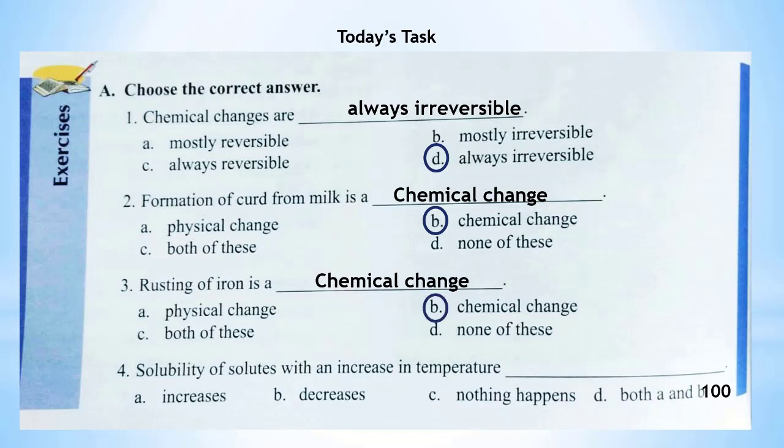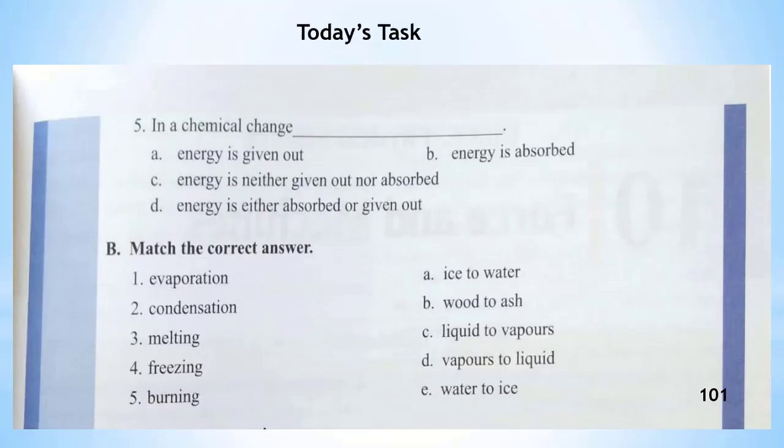It's a chemical change. Number 4, solubility of solutes with an increase in temperature. It increases, decreases, nothing happens, both A and B. It increases. So all of you complete this on page number 100. Okay, now coming to page number 101, prepare your page, write down today's task. The fifth one is in a chemical change. Energy is given out, energy is absorbed, energy is neither given out nor absorbed, energy is either absorbed or given out. So the answer is energy is given out. Now we have matched the correct answer.